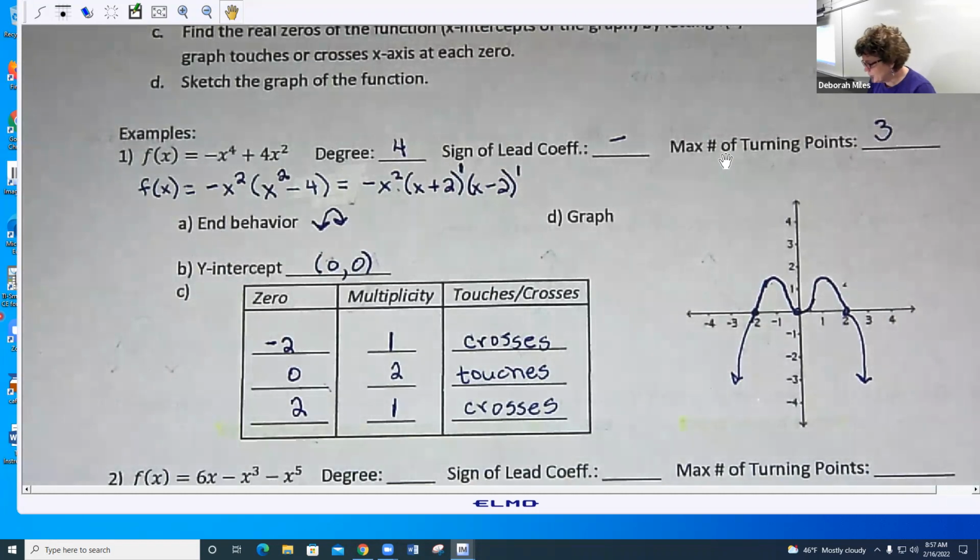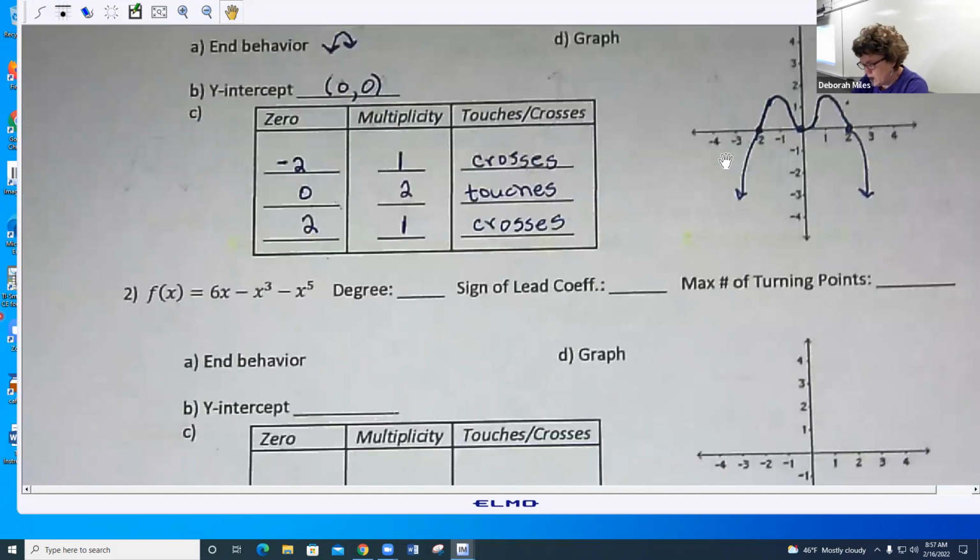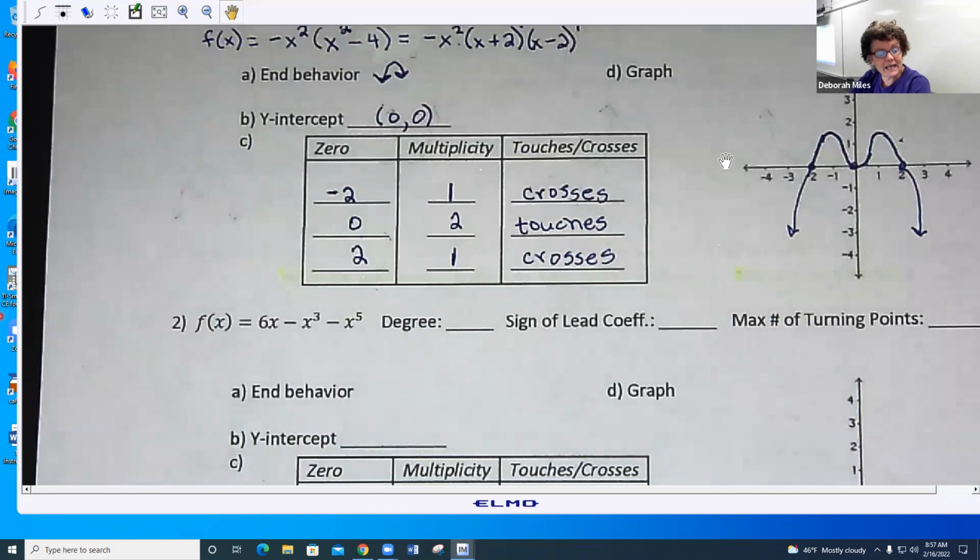All right, any questions on that one? Easy breezy. All right, let's do another one. Number 2, again, it's written in ascending order. So it turns out the leading term is actually at the end. You could turn it around if you wanted to. You're also going to need to factor it to find the zeros.